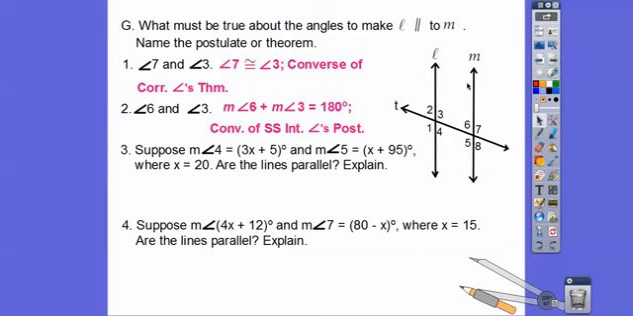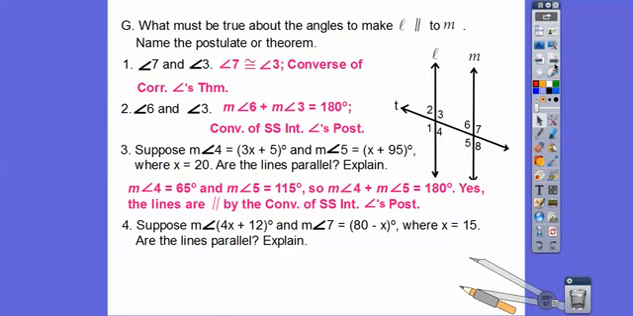All right, so this says suppose angle 4 equals 3x plus 5. Here's 4. And angle 5 equals x plus 95, where x is 20. Are the lines parallel? Well, they're parallel if they add up to 180. So we're going to plug in x equals 20 here. So 3 times 20 is 60, plus 5 is 65. We're going to plug in 20 here. 20 plus 95 is 115. Okay, so 65 and 115 do add up to 180. So yes, because the same-sided interior angles are supplementary.